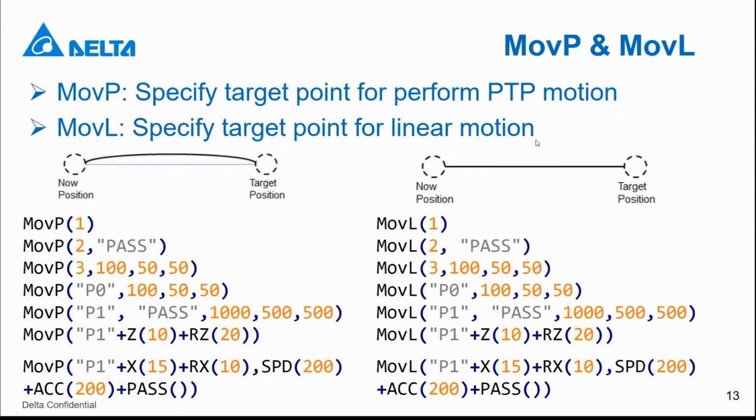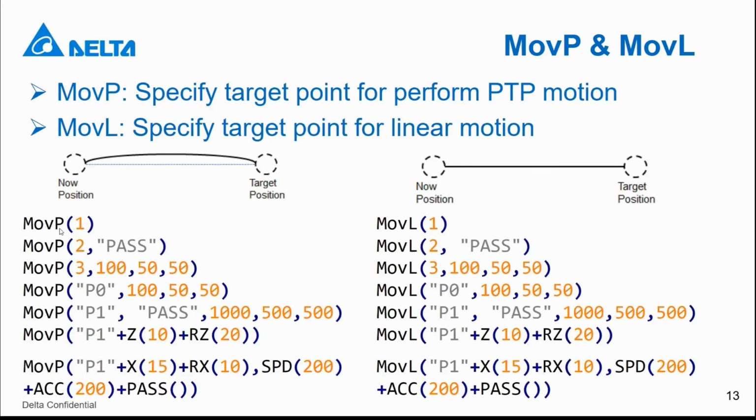And the move L is a linear motion. Because it's a linear motion, you will try to maintain a line between the target and current position. So that's the difference between move P and move L. Here is an example of a usage of move P and move L.